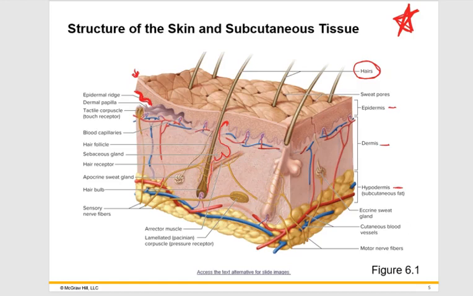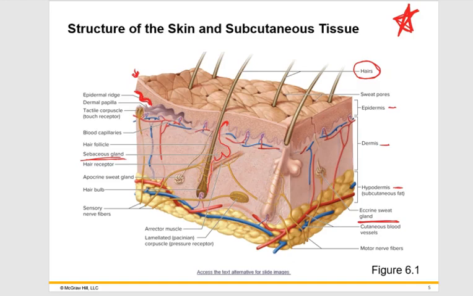The dermis is composed of connective tissue. Within the dermis, we see blood vessels, those red and blue lines. We see eccrine sweat glands. Those are going to exit out of a sweat pore. We see sebaceous glands. Those are always going to be associated with a hair follicle because they're going to produce oil for our hair.